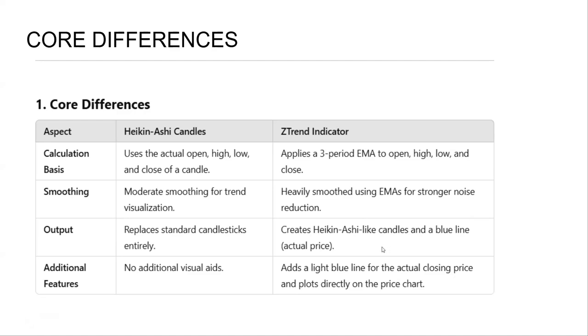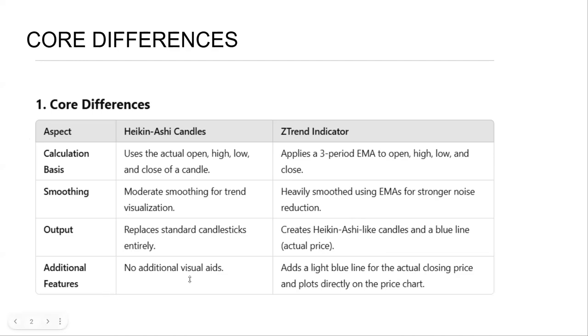How many times you might have noticed that by applying the Heikin-Ashi candle, trend identification is very good. But the thing is, you will have a lot of slippage. If you enter into the market, you will have a lot of slippage and you might have lost money also many times. So by applying this, when compared to the Heikin-Ashi candle, this Z trend indicator gives you actual price on the Heikin-Ashi like candles.